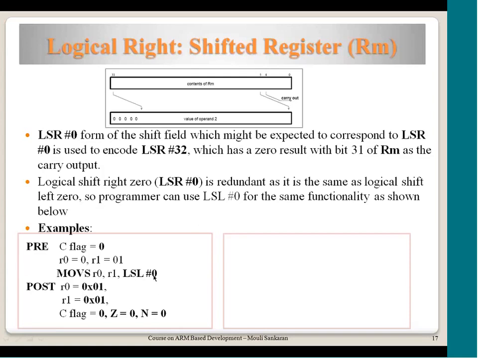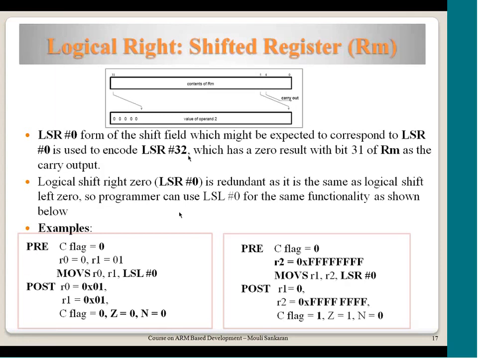If I say LSL 0, it is the same as what I explained to you. It will not have any impact on the parameters. It will pass on the same thing, and whatever carry flag was there, it will retain, and the zero and negative flags may change based on the result. So you have to use LSL 0 when you don't want the RM value to be disturbed before passing on to the ALU. But if you want LSR 32 to be performed, then you write LSR 0 there.